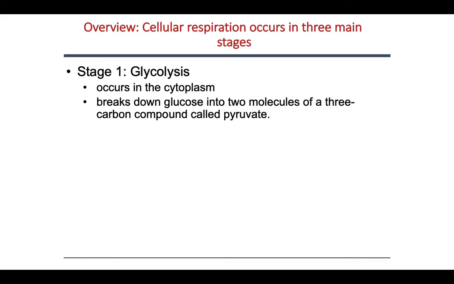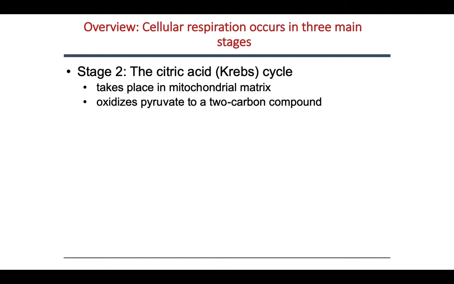Stage 1. Glycolysis. Note: glycolysis happens in the cytoplasm of the cell. It is in this process that the glucose is broken down into two pyruvate molecules. Stage 2. The citric acid or Krebs cycle. The Krebs cycle happens in the mitochondrial matrix. This process involves the oxidation of the pyruvate to a 2-carbon compound.